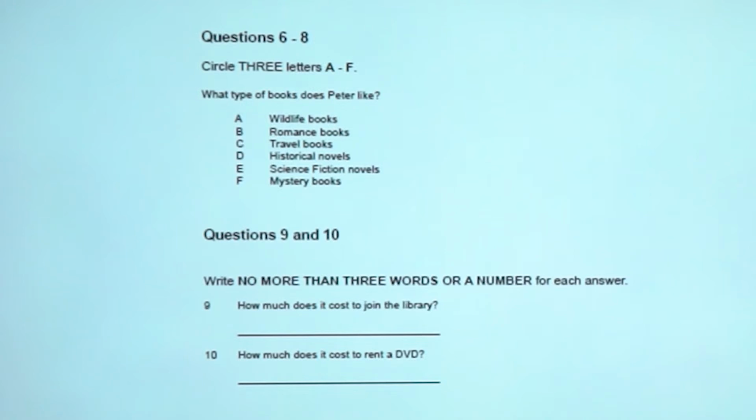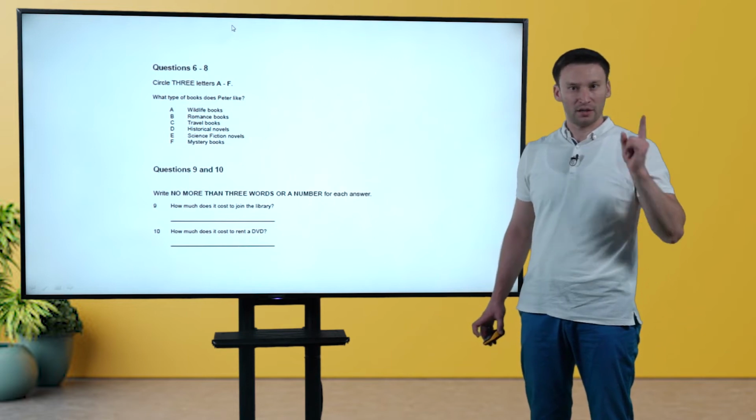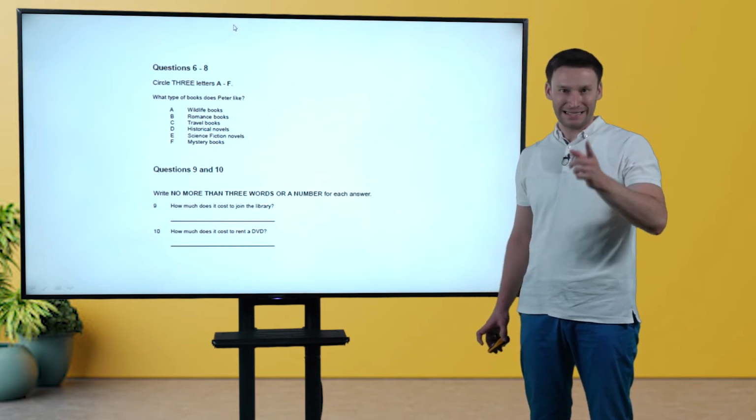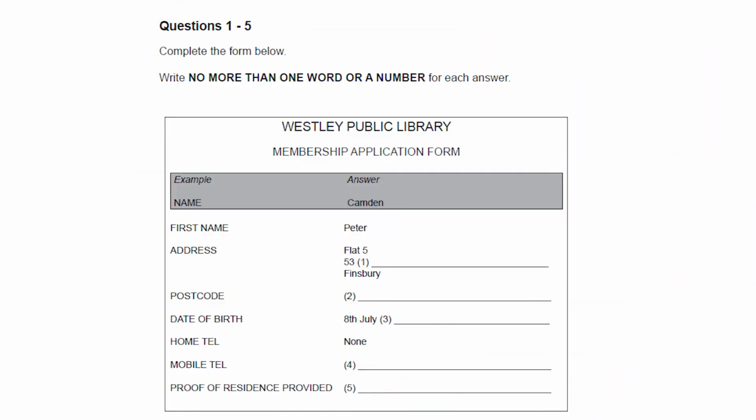Now, this is the structure and instruction part. Now, I will give you a chance to listen to the first section at the same time, from the first question till the 10th question. So, Camden is the correct answer.